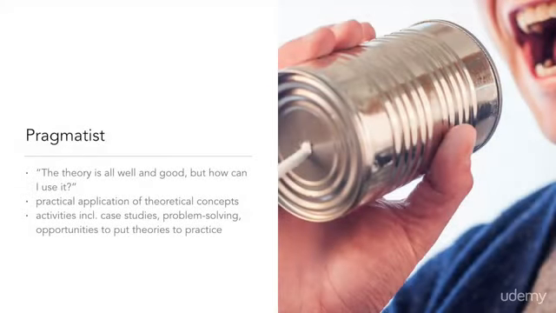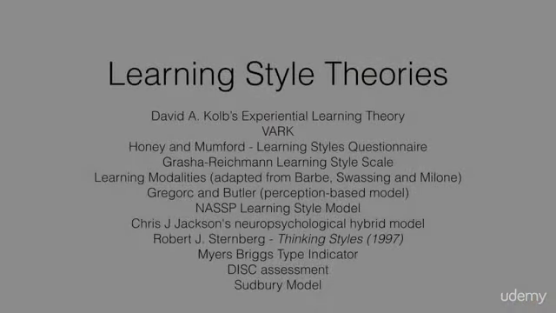The final pattern we're looking at is that of the pragmatist, one who feels the theory is all good and well, but how can it actually be used? You could be thinking that right now. Okay, I'm getting the learning styles, Jackie, but how do I actually use it? We're going to be doing that as a hint. Activities for a pragmatist include case studies and problem solving. And what we'll be doing here, opportunities to put theories to practice.